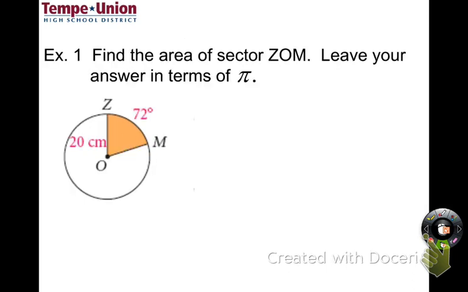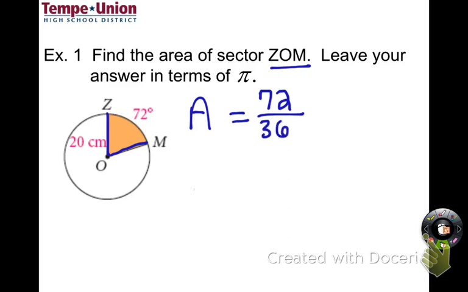All right, let's go ahead and do this. We're going to try to find the area of the sector ZOM. That's this sector here, the one that's shaded. So the area of the sector equals the arc measure, which is 72, so 72 over 360, times the area of the circle, which is pi, and the radius is shown there, so that's 20, and then we square it.